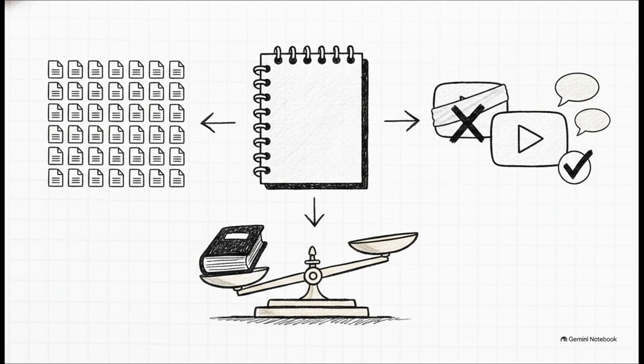Each uploaded source can be up to 200 megabytes or 500,000 words, but here is the most critical detail for video creators. If you're importing YouTube links to analyze trends or summarize content, those YouTube videos absolutely must have captions. They can be user-uploaded or auto-generated, but they have to be there. NotebookLM actually imports the text transcript, not the video file itself, so without captions, the AI is completely blind.